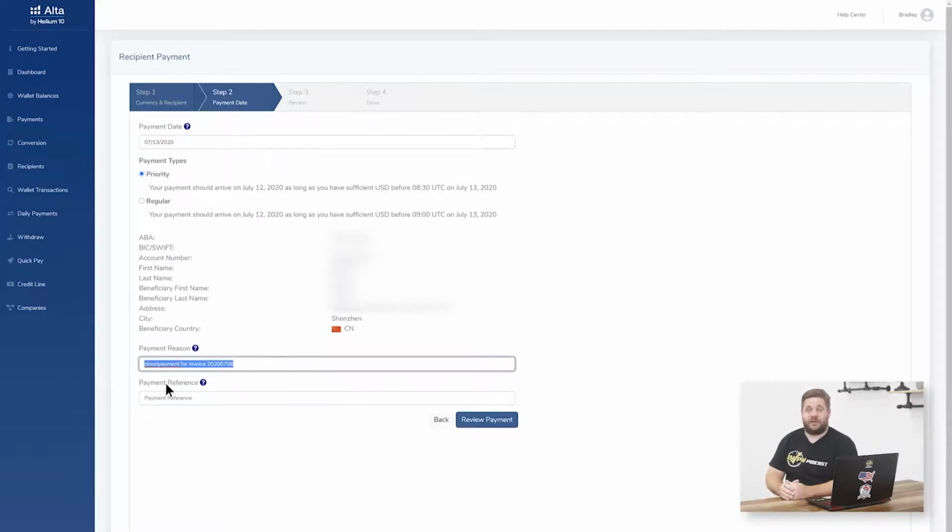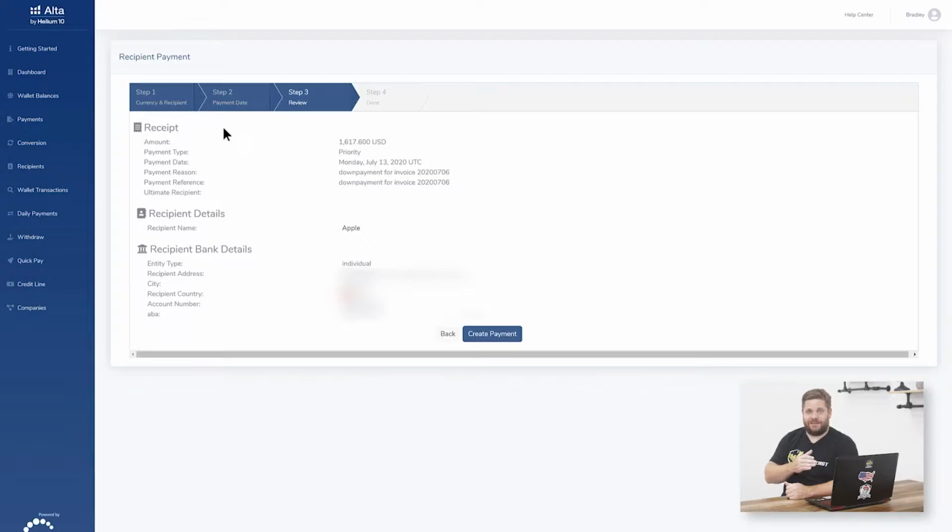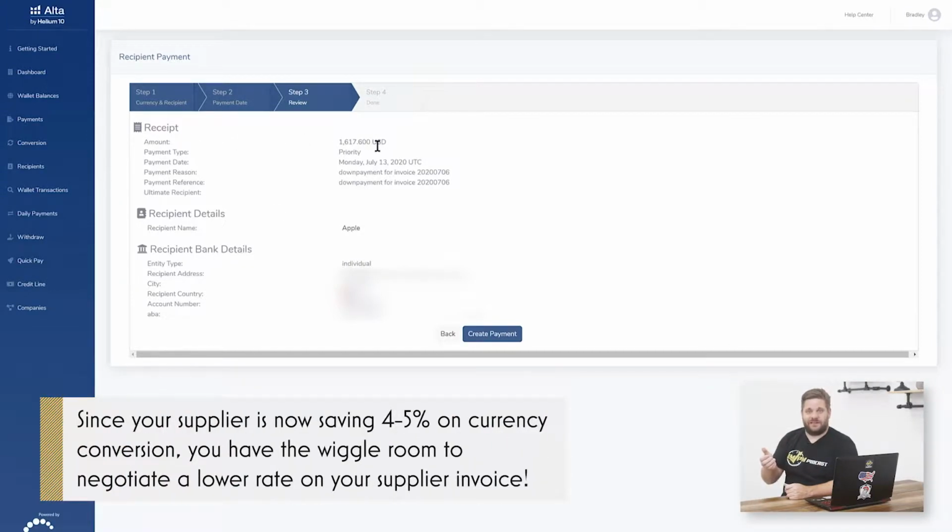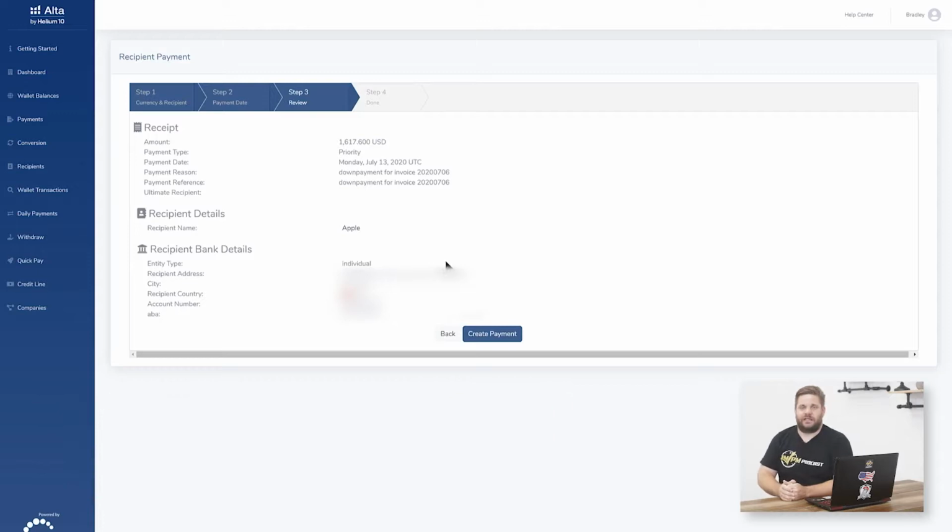So a lot of times I can negotiate a 3 or 4% reduced rate on my invoice just by paying in local currency. And the small fee that I pay to Alta is a quarter or a fifth of what my supplier was upcharging me anyways. So it can actually save you a lot of money.